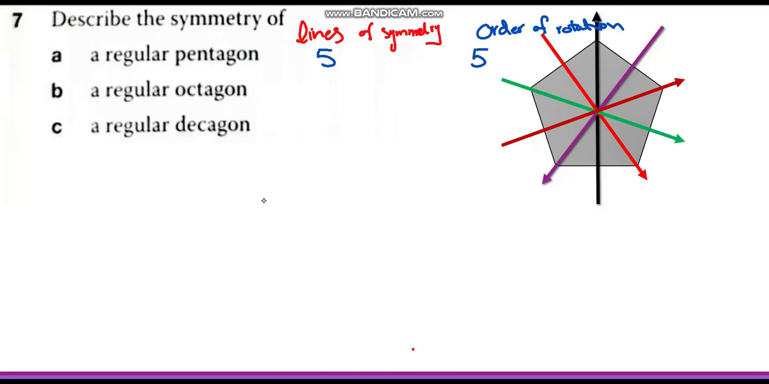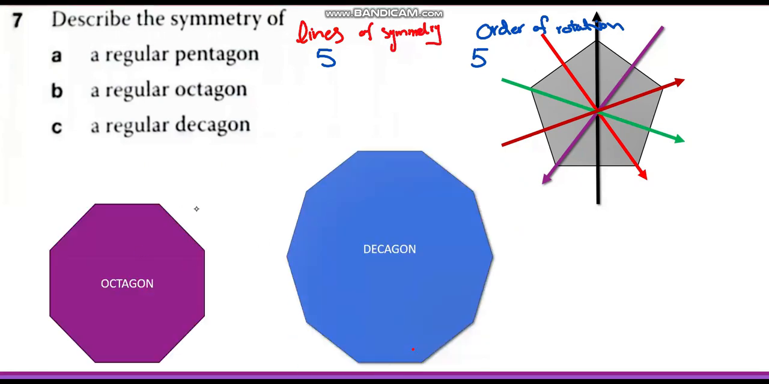We can also observe the octagon and decagon. Similarly, if it has 8 equal sides in an octagon, then it will have 8 lines of symmetry, and the order of rotation will also be 8. And in a decagon, it has 10 equal sides, so its order of symmetry will be 10, and its lines of symmetry will also be 10. Let's proceed to the next question.